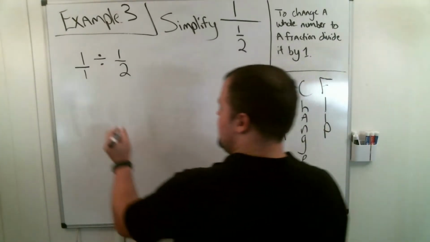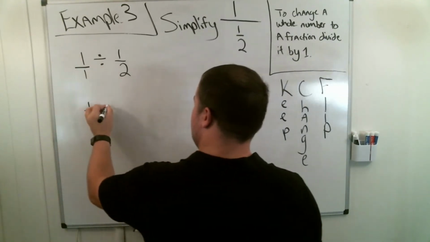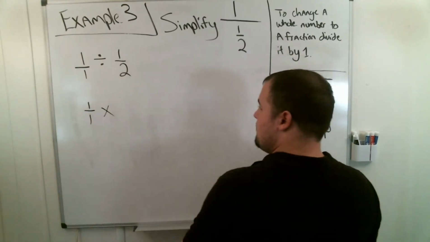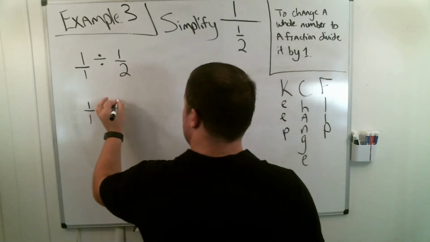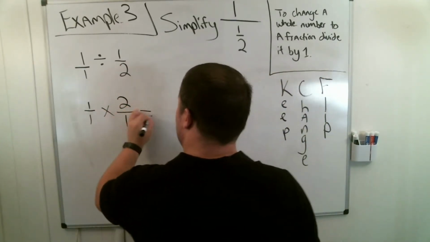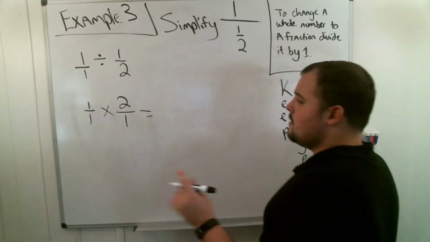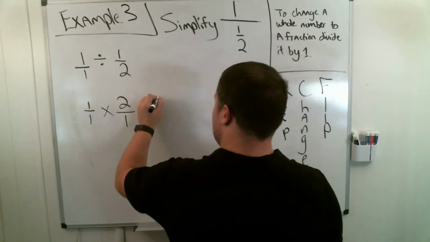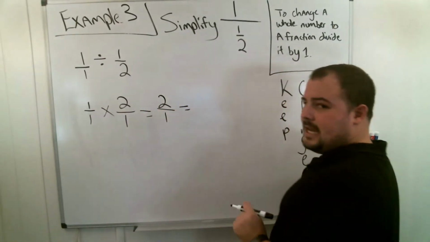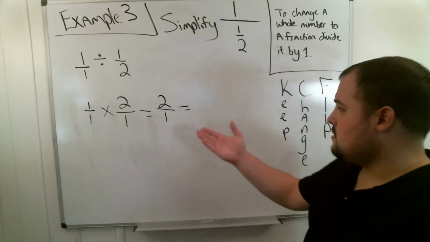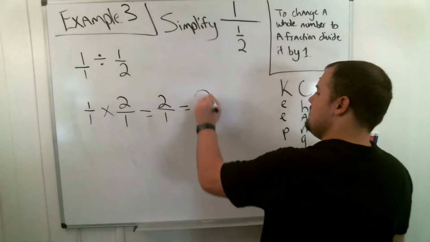So I'm going to go ahead and keep the first one the same, 1/1, change division to multiplication, and then I'm going to flip my second fraction. So instead of it being 1/2, it's now going to be 2/1. Now we just multiply straight across. 1 times 2, that's 2. 1 times 1, that's 1. And now we're going to simplify this down so it's no longer written like a fraction, because 2 divided by 1 is the number 2.